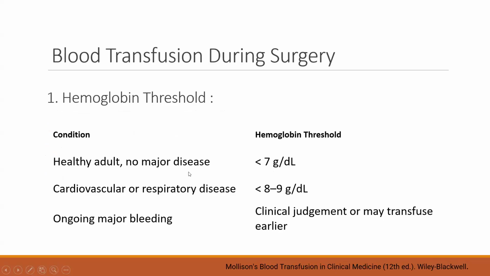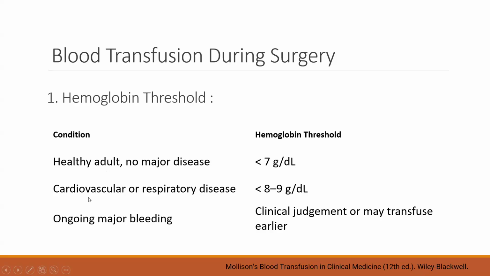Now, when to start blood transfusion during surgery? These are some conditions I will discuss. Coming to the first condition, based on hemoglobin threshold: in a healthy adult with no major diseases, at less than 7 gram per deciliter, blood transfusion can be done.